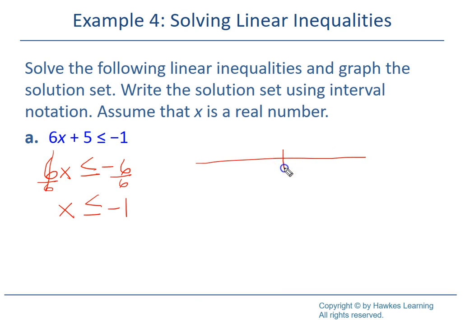Now if we're going to graph that, it's negative 1. What symbol do we put on our graph here? Less than or equal to, bracket or parenthesis? Bracket. Which direction does it face, right or left? x is less than, so it's going to be left. Now let's put that in interval notation. It's coming from negative infinity, so parenthesis, negative infinity, comma, negative 1, bracket.